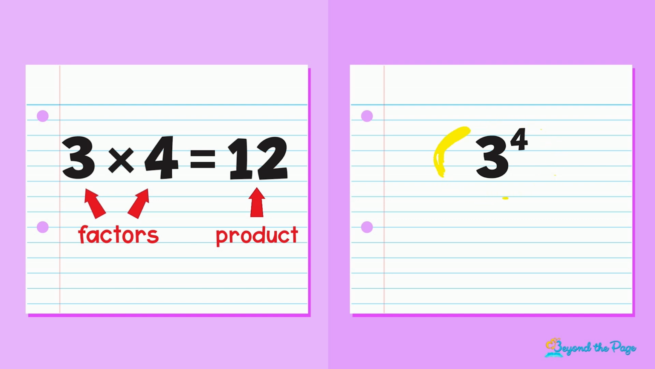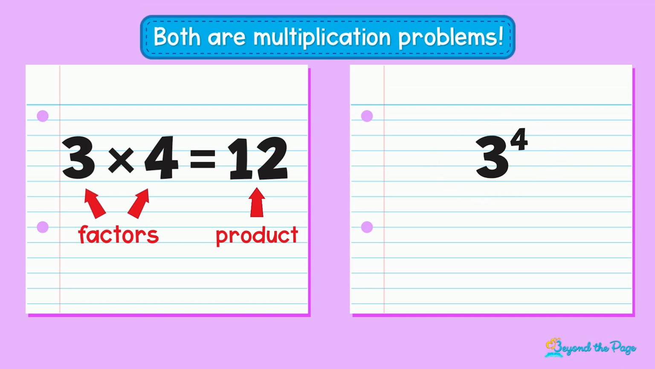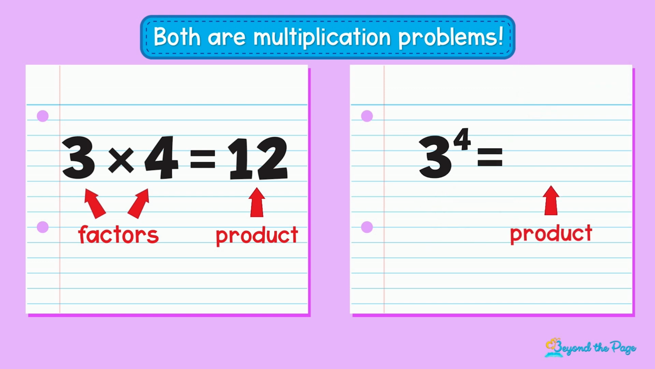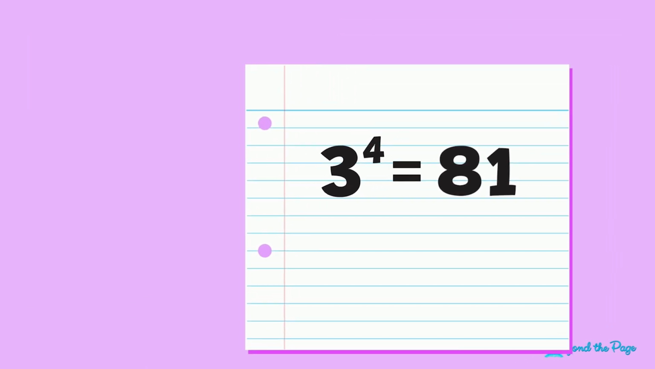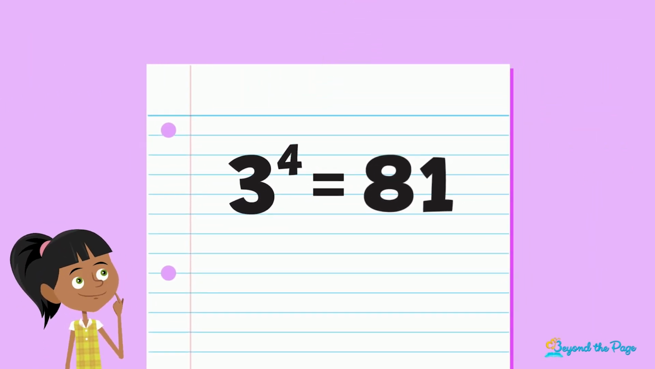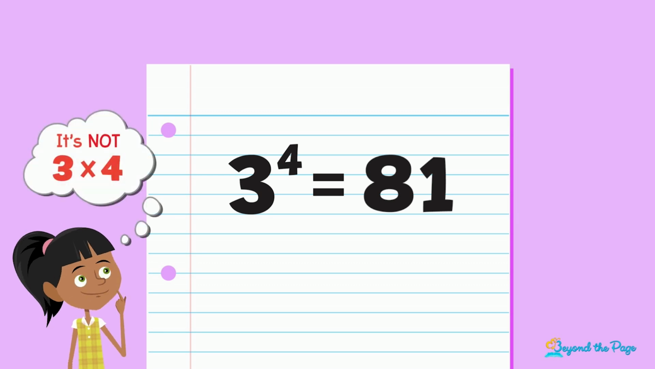The second expression is also a multiplication problem. It can be read as 3 to the power of 4 or 3 to the 4th power. The product of this expression is 81. So how does 81 come from 3 and 4? This expression can't be solved by multiplying the two numbers together.